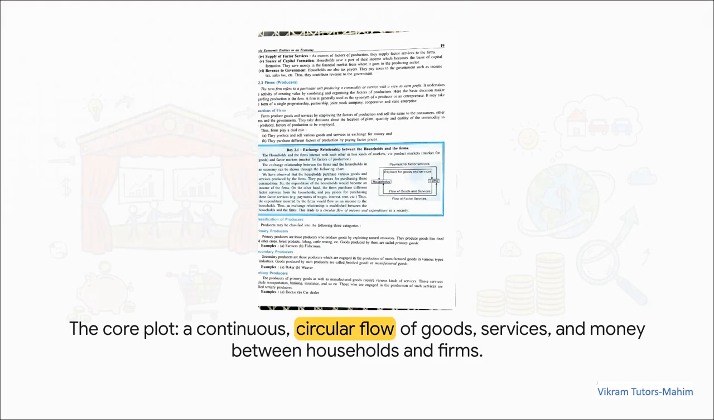So check this out, because this is where it all comes together. This is the big plot twist. It's not a straight line. It's a circle. Households give their labor to firms. The firms use that labor to make goods, which they then sell right back to the households. The money just keeps flowing around and around in this continuous loop. This circular flow is the engine that drives the entire play, and it shows just how connected we all are.